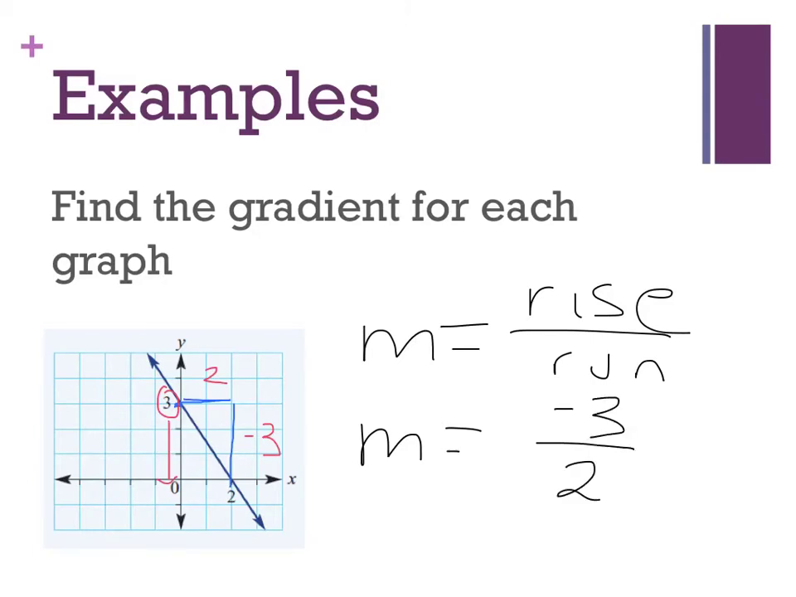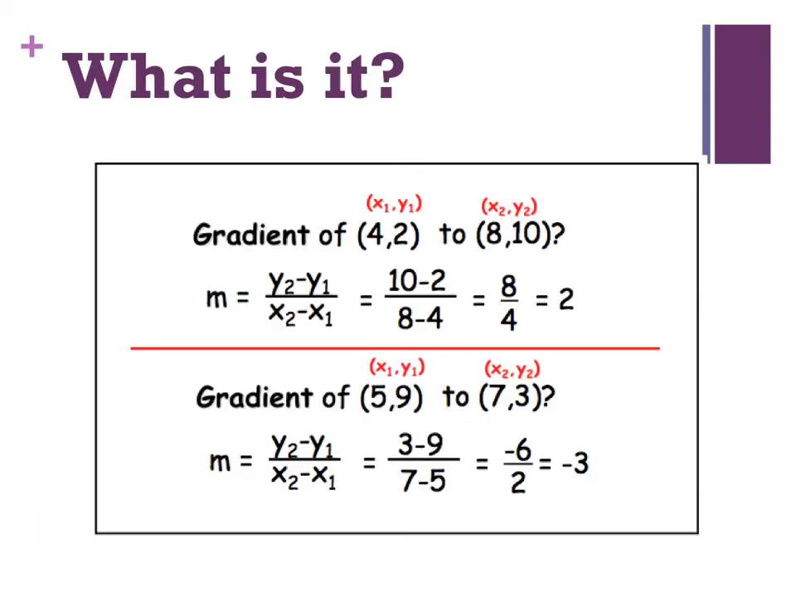Okay, and I can just simplify that to negative 3 on 2, or negative 1.5. Either way I want to represent it, it doesn't really matter. I would pretty much prefer if you left it in this form, okay, because that's saying my rise over my run. Okay, another way that we can represent gradients is from two particular points.